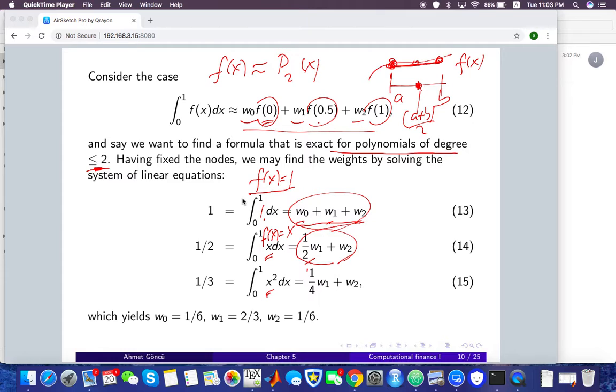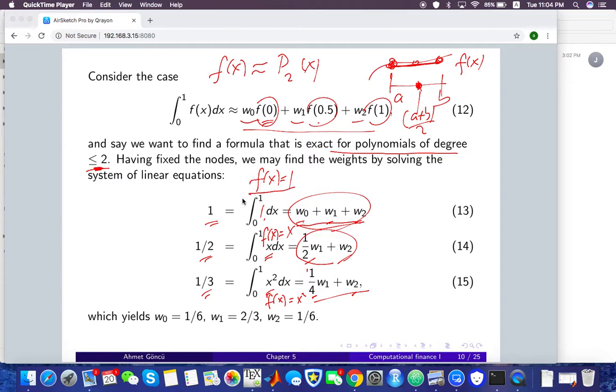And finally, for the second order term, if your f of x equals x squared, again we expect it to be exact. So being exact means the exact value of the integral must match the approximation. So again, you can plug in these values. F of 0 is again 0, and you have 1/2 squared, this is 1/4, and you have 1 times W2. And obviously we can integrate these left hand sides exactly, so this gives you 1, 1/2, and 1 over 3.